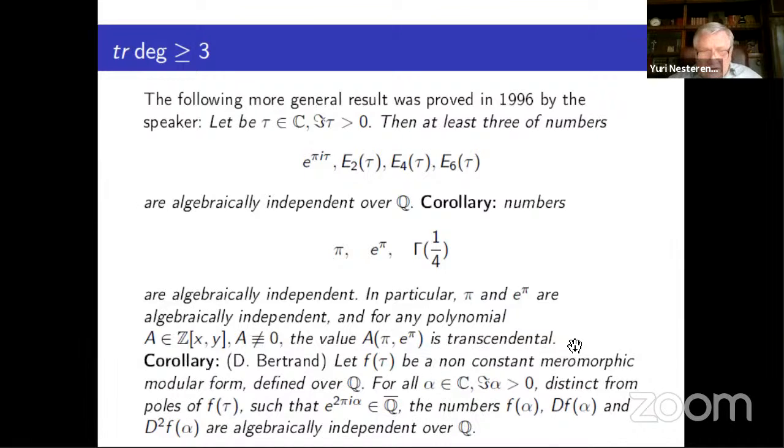And a general corollary of this theorem was proved by Daniel Bertrand. Let f(tau) be a non-constant meromorphic modular form defined over the rationals, and let alpha be any complex number from the upper half plane, distinct from poles of the function f, such that this exponent is an algebraic number. The numbers f(alpha), the first derivative, and the second derivative are algebraically independent over the field of rationals. So there is only one condition, that this exponential value should be algebraic.